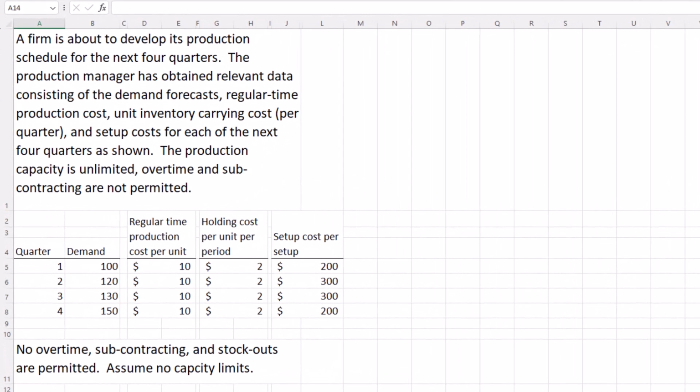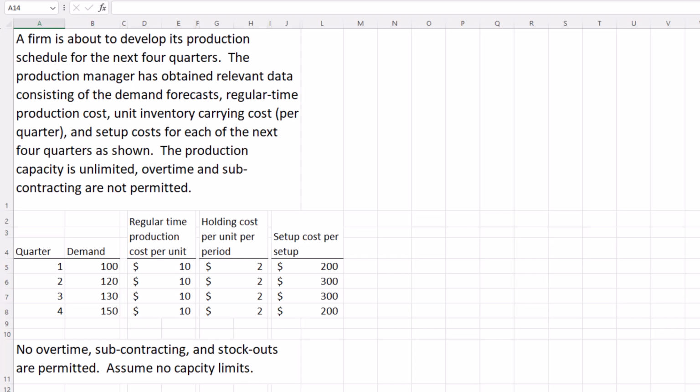A firm is about to develop its production schedule for the next 4 quarters. The production manager has obtained relevant data consisting of the demand forecast, regular time production cost, unit inventory carrying cost per quarter, and setup cost for each of the next 4 quarters as shown below. The production capacity is unlimited. Overtime and subcontracting are not permitted.